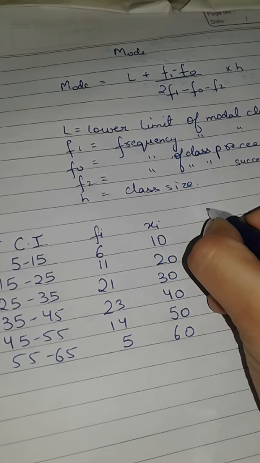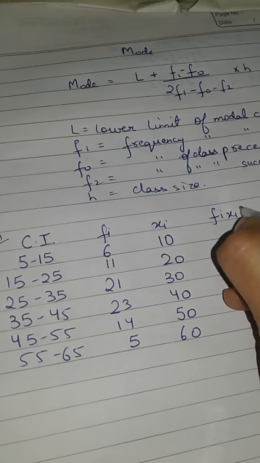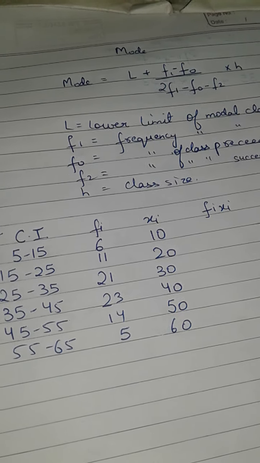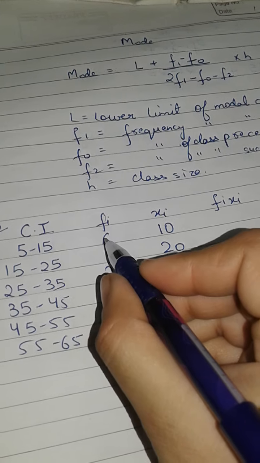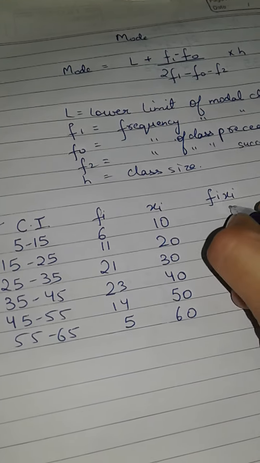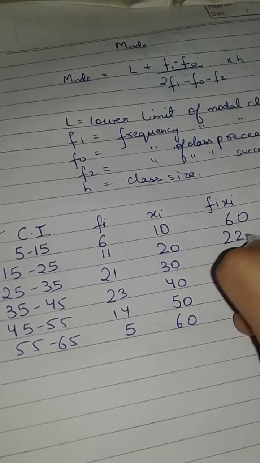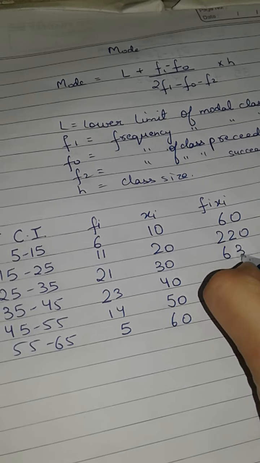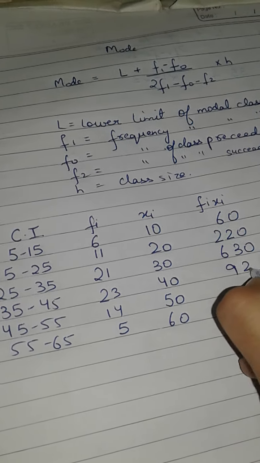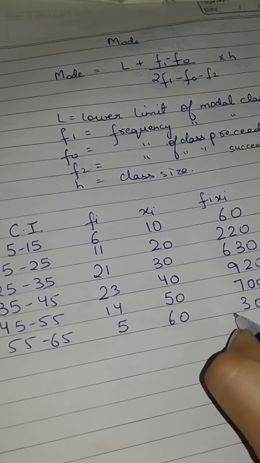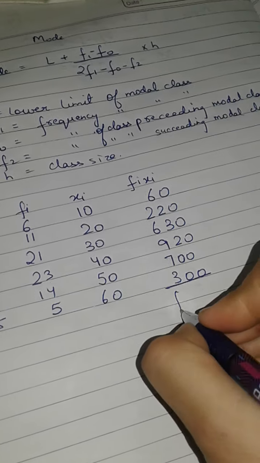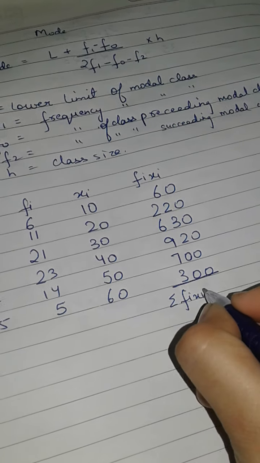To calculate mean, I have to calculate fi xi. I am calculating mean by the first method, that is the direct method. So multiply fi with xi: 60, 220, 630, 920, 300. Find the sum of the fi xi values, that is sigma fi xi.